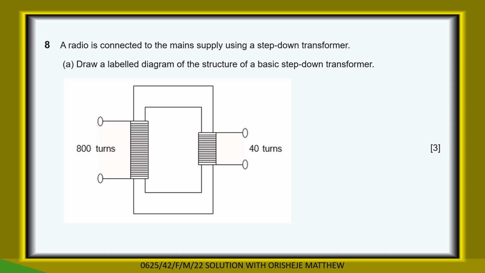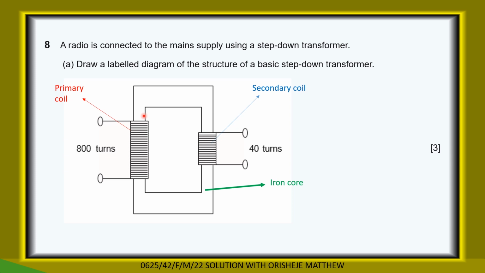For a basic step-down transformer, you have the two coils. You have the main coil, and then since it's step down, you have a fewer number of coils in the secondary part. So let's label. That is the primary coil, and this is the secondary coil. And then the iron core. These are just the basic labels of a step-down transformer.